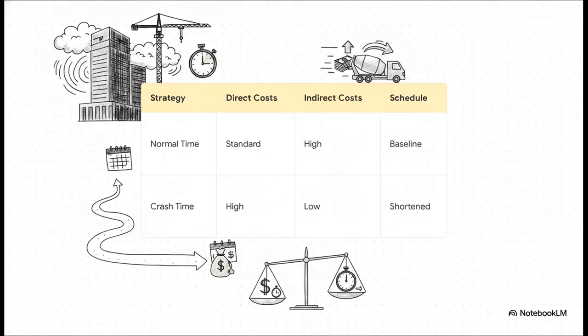And all this scheduling, it builds right up to the ultimate, incredibly tense boardroom decision, the time-cost trade-off. Imagine you're managing a high-rise. Weather has put you a week behind. Do you pay double for overnight expedited concrete delivery and weekend overtime labor to catch up? That's what we call crash time. Sure, your direct costs skyrocket, but if you stick to normal time, your schedule stretches out. And your indirect costs, like renting the cranes, paying management salaries, and just general site overhead, they just keep bleeding money. It is a constant razor-thin balancing act.